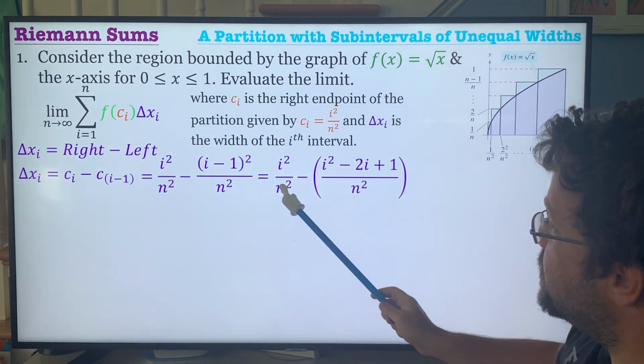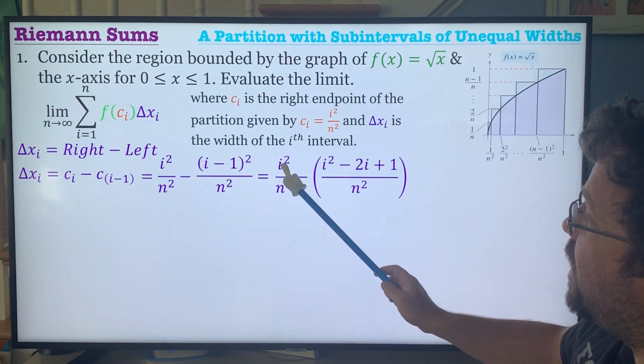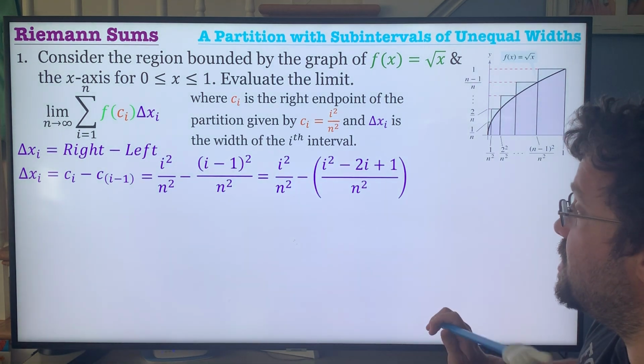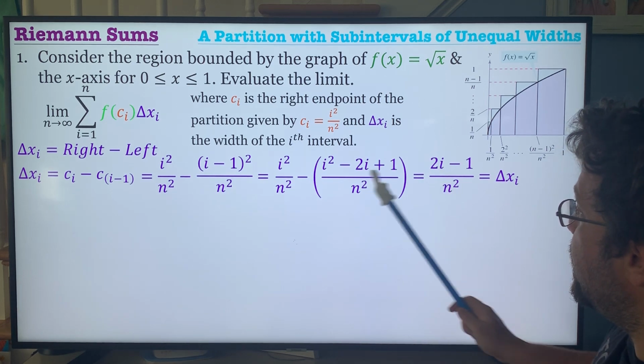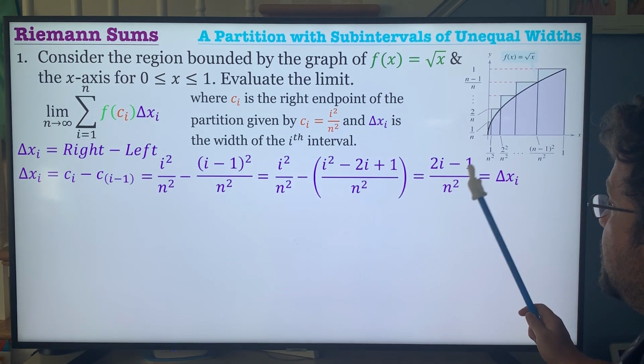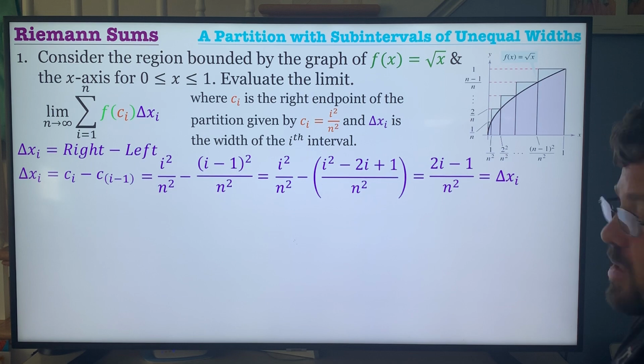And then you combine like terms. Since they're both over the same denominator, i squared minus i squared is 0. So you're left with negative, and a negative becomes a positive 2i. Negative and a positive 1 becomes a negative 1. And that's what your delta xi is.